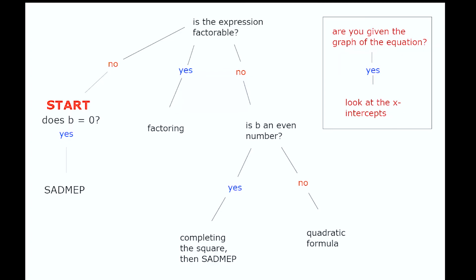The reason I've put "are you given the graph of the equation" off to the right is because that method is kind of difficult to use. There's no real way to automatically know if a graph is going to cross the x-axis or not. So if you're given the graph of the equation, use that to look at the x-intercepts. Otherwise, use the rest of the methods.